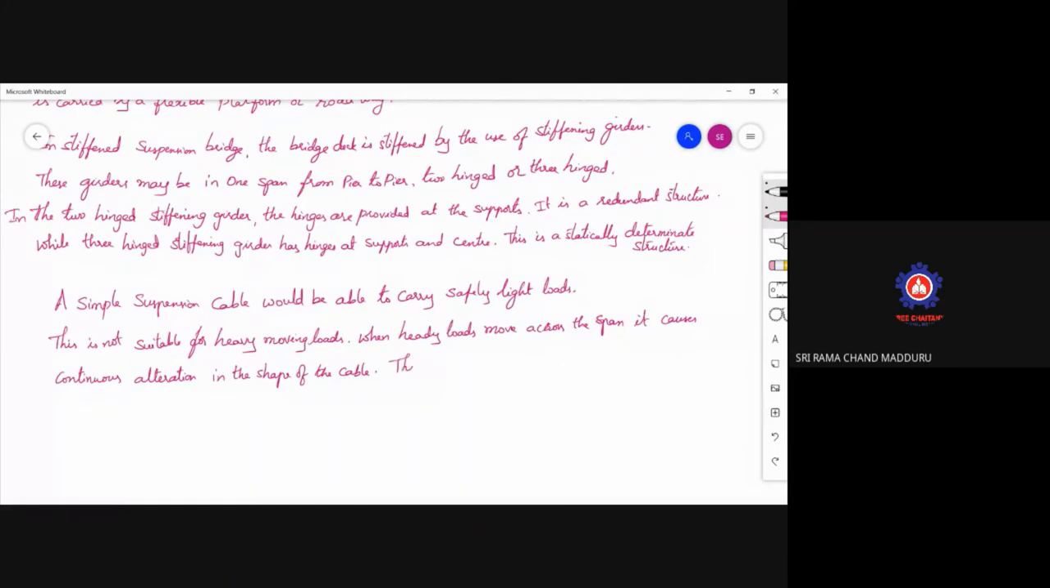This results in large deformations and oscillations. It is necessary to retain its shape under any kind of loading.